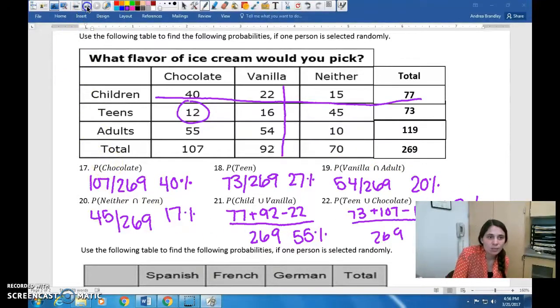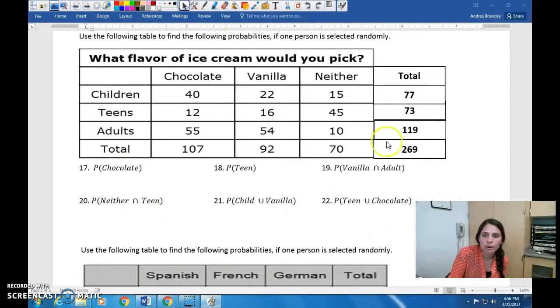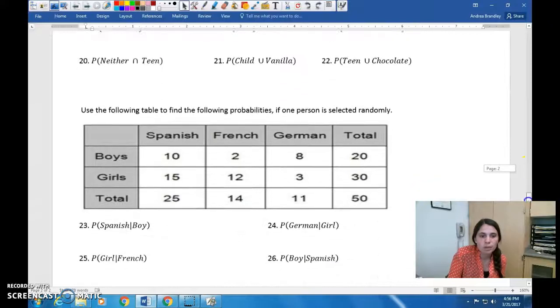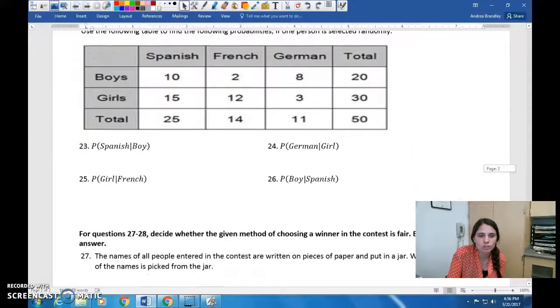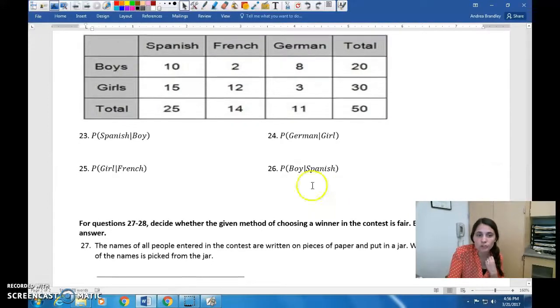The next table is talking primarily about conditional probabilities. So if we look at this table, it tells us people who speak Spanish, French, and German, and then boys versus girls. So I'm going to go ahead and do the first two, and I'll actually do 23 and 25, and I'm going to have you try 24 and 26 on your own.